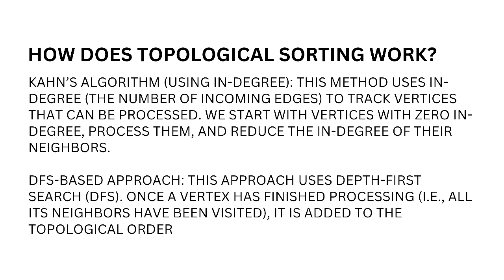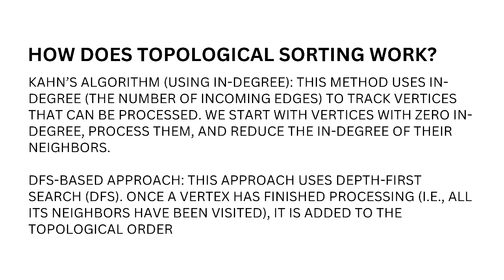So now let's discuss how topological sorting actually works. There are basically two common ways to perform topological sorting. One is Kahn's algorithm, and then there is the DFS algorithm, the depth first search algorithm. First, Kahn's algorithm, which is also called the in-degree algorithm. This method uses in-degree, the number of incoming edges, to track vertices that can be processed. We start with vertices with 0 in-degree, process them, and reduce the in-degree of their neighbors.